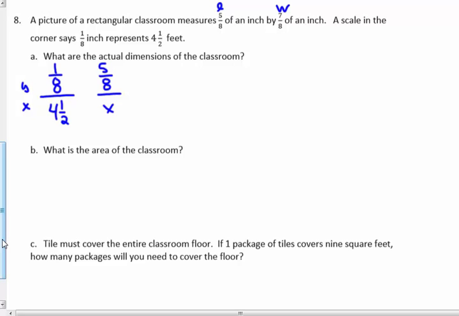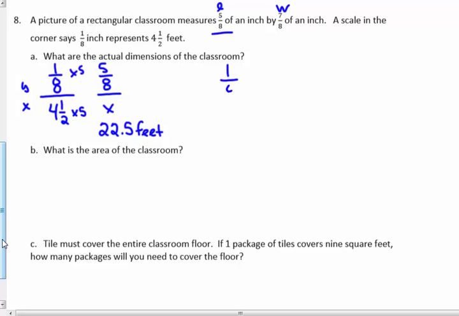So 4.5 feet. I can see that this is multiplied by 5. If I take 4.5 and multiply it by 5, I'll have equal ratios. That would make it 22.5 feet. So I did part of it, the length. Now let's do the width.